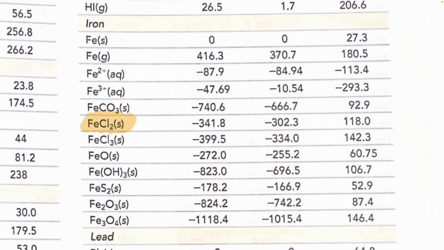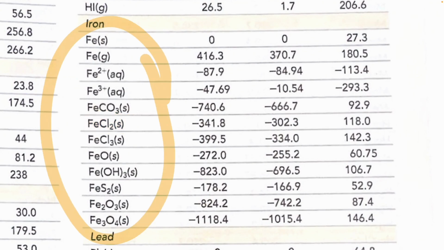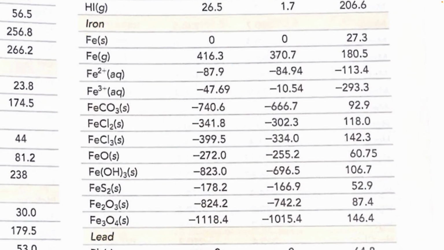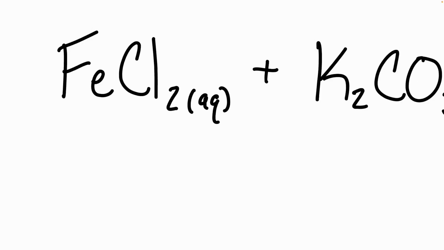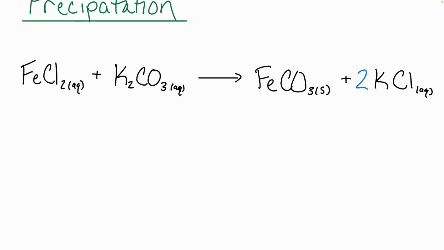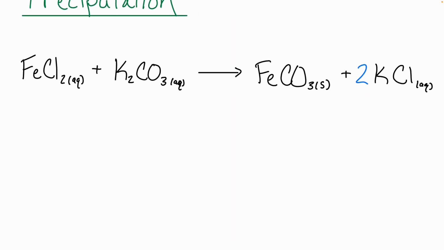Awesome. But what's the problem here? It's a solid. This is not the correct state of matter. And in fact, if you look, you're not going to find aqueous iron 2 chloride anywhere on this chart here. All right, so how do we deal with these precipitation reactions? Well, remember when we did our precipitation reactions, one of the things that we learned how to do was to create our net ionic equation.